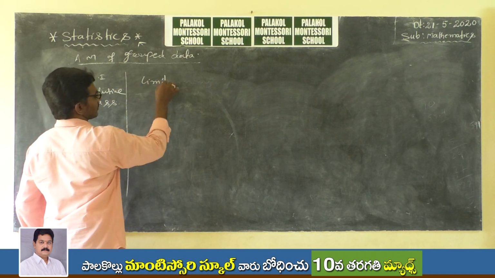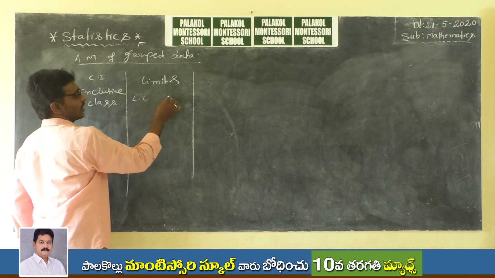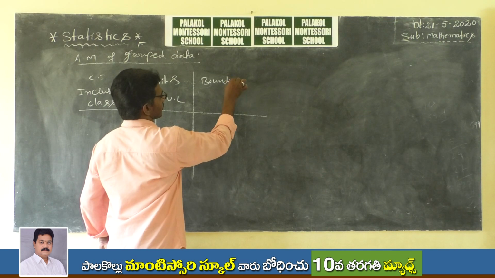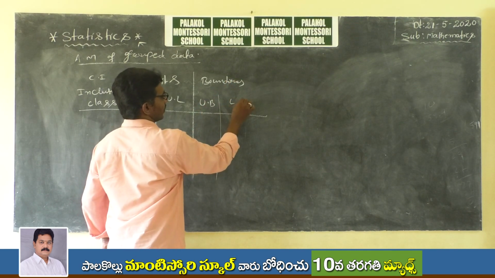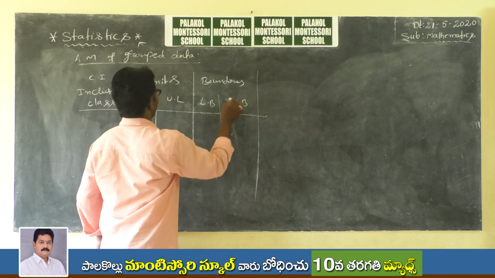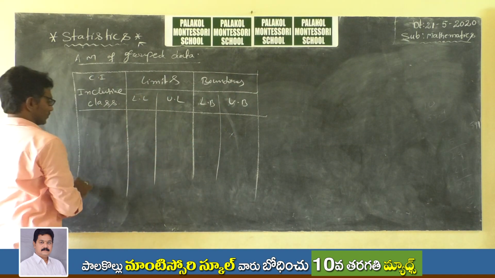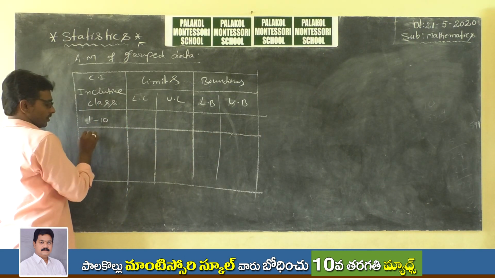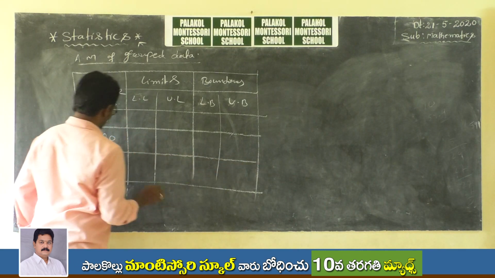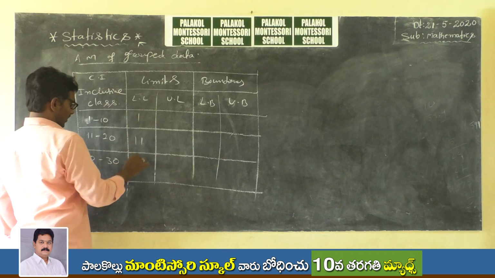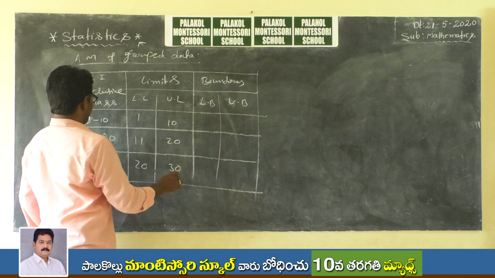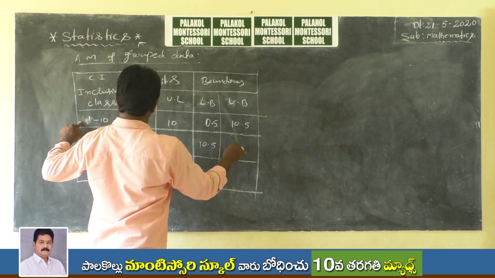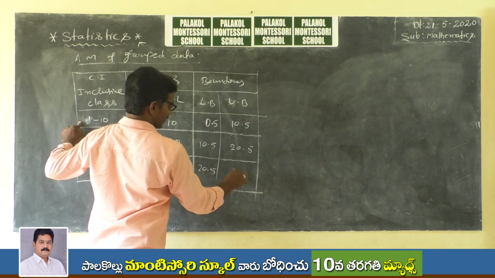That's one limit. It divides the lower limit and the upper limit. Next one, boundaries. That's one upper boundary and lower boundary. Lower boundary, upper boundary. Zero to ten. One to ten. 11 to 20, 20 to 30, 1, 11, 20, 10, 20, 30, and 0.5, 10.5, 10.5, 20.5, 20.5, 30.5.